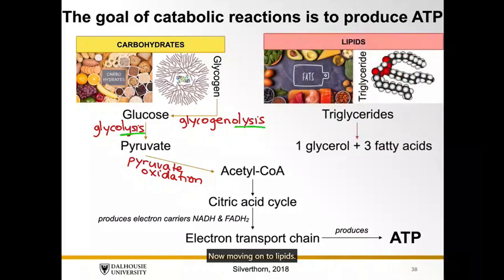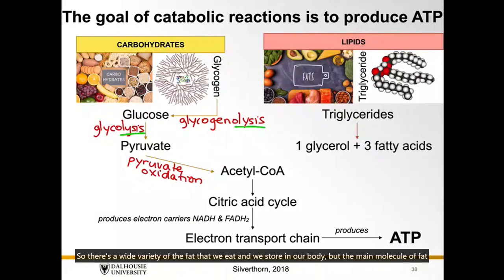Now moving on to lipids. First, lipids is just a fancy word for fat. There's a wide variety of the fats that we eat and we store in our body. But the main molecule of fat that we use for ATP production is called triglyceride. And you see the triglyceride here. I use the analogy of an alien with 3 legs, where the triglyceride here in red has a head of a glycerol, and then it has 3 fatty acid legs that I'm highlighting here in purple.